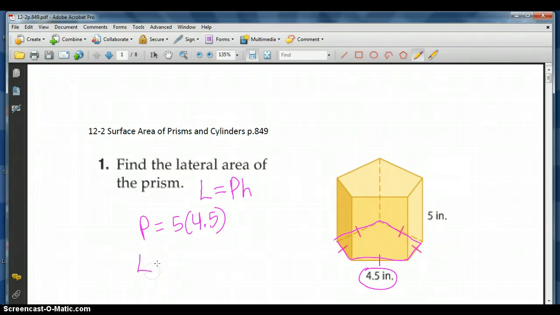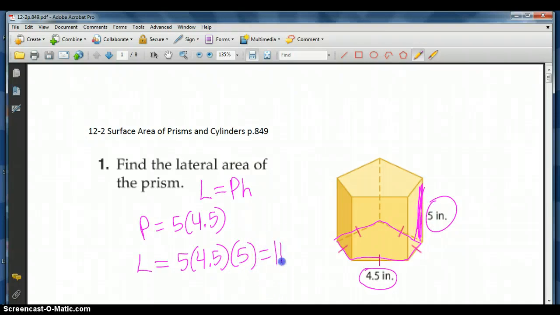Therefore, the lateral area is equal to the perimeter, 5 times 4.5, times the height. So our height right here is 5 inches. That gives 112.5 square inches for our lateral area.